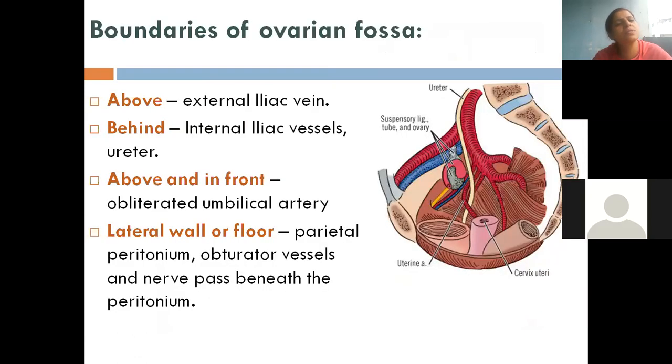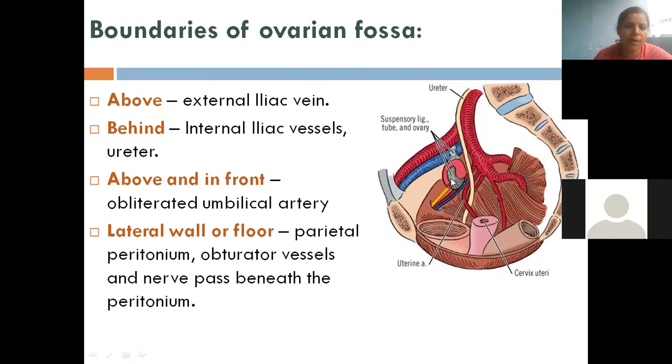Now surfaces. See, ovarian fossa. What did I say? Ovarian fossa is the place where ovary is resting. Actually, boundaries of ovarian fossa are very, very important. What are the various structures we find in the ovarian fossa? We find external iliac vein. Then we also find the internal iliac artery, internal iliac vessels. Then there is one tube which is coming like this, close to the ovary. This tube is actually the ureter. We also have obliterated umbilical artery, and lateral wall or floor.